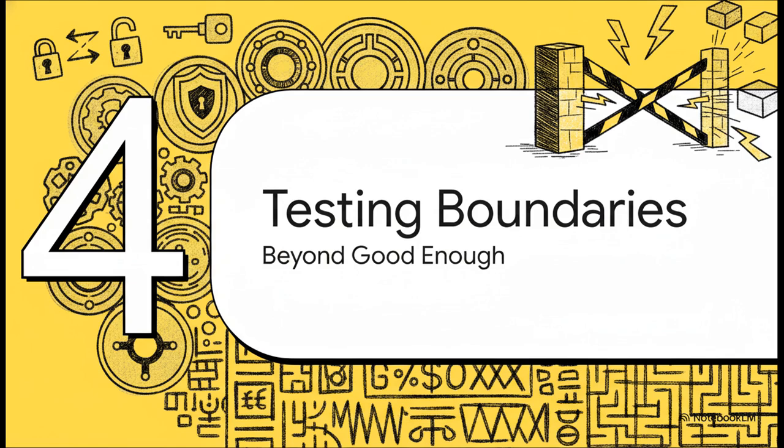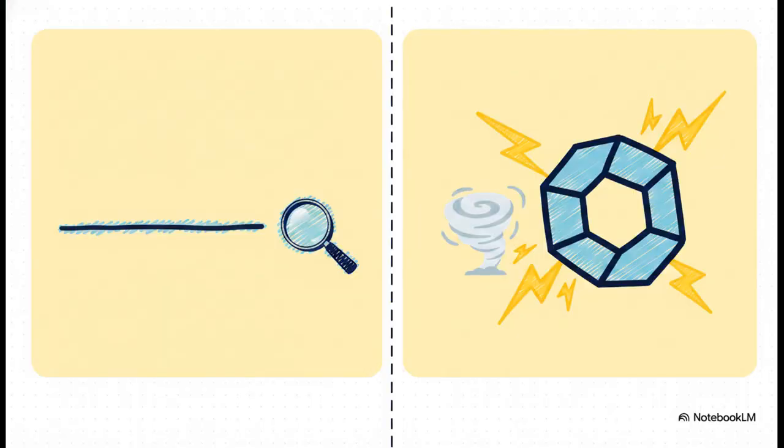Section 4, testing cryptographic boundaries. Let's talk about moving beyond just good enough. Check out the stark contrast in testing methods here. Standard unit testing, it just checks if code runs on a typical happy path using predictable inputs. It asks, hey, does this function work when I type the number 4?